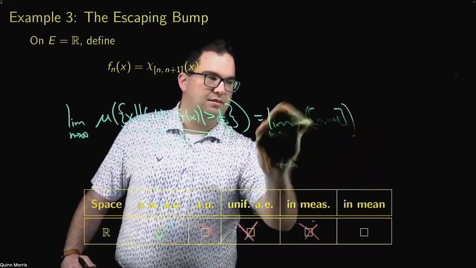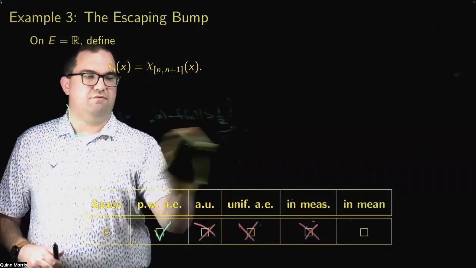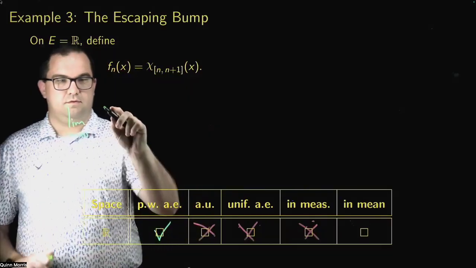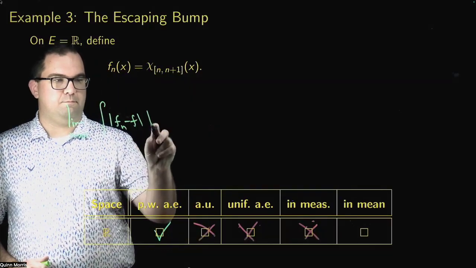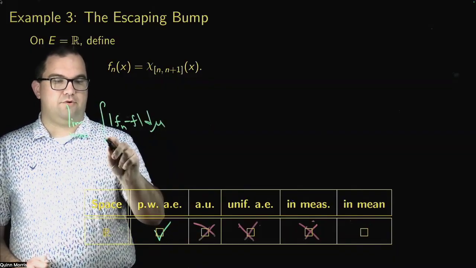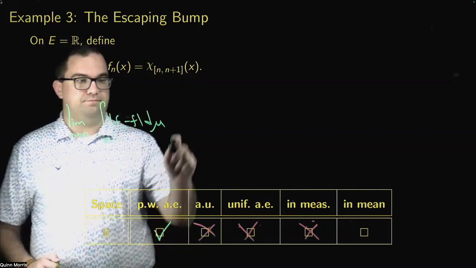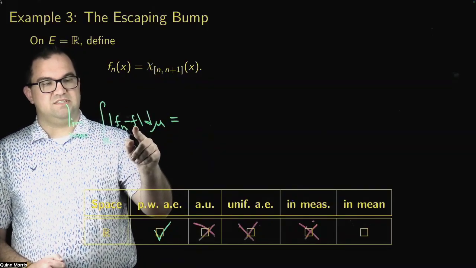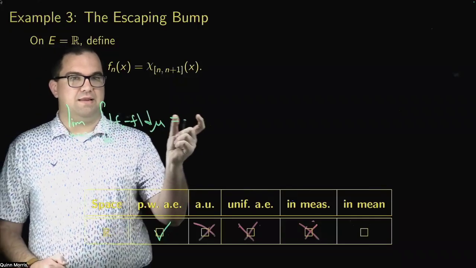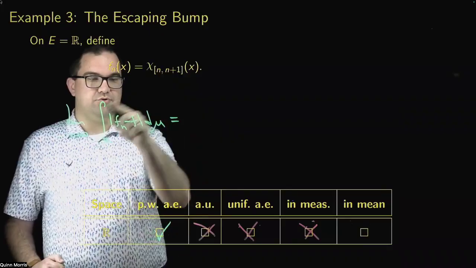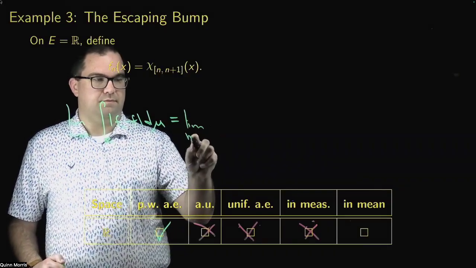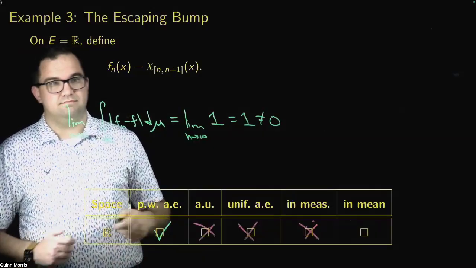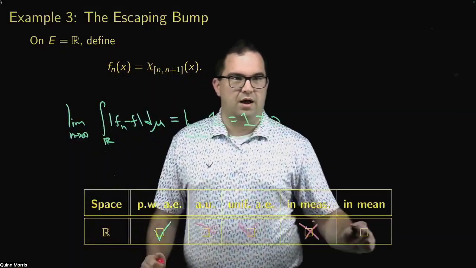If we want to think about in mean, then we just need to look at a slightly different limit. We need to look at this limit involving integrals. And here, just to emphasize, I'm integrating over all of R. This is f is 0. This is just that bump that has base 1 and height 1. So this integral is just 1 for every n. So this is 1, which is not 0. And since it's not 0, I do not get convergence in mean.